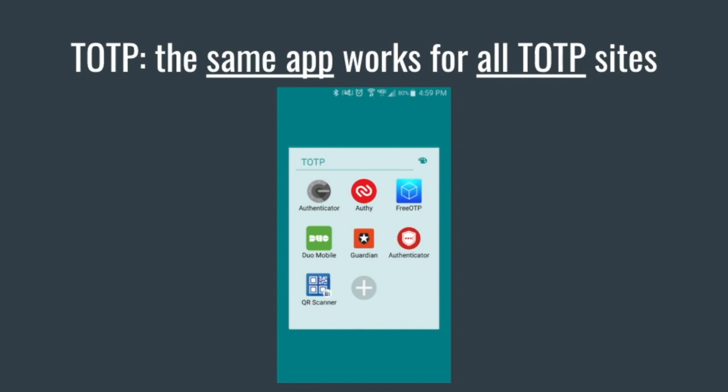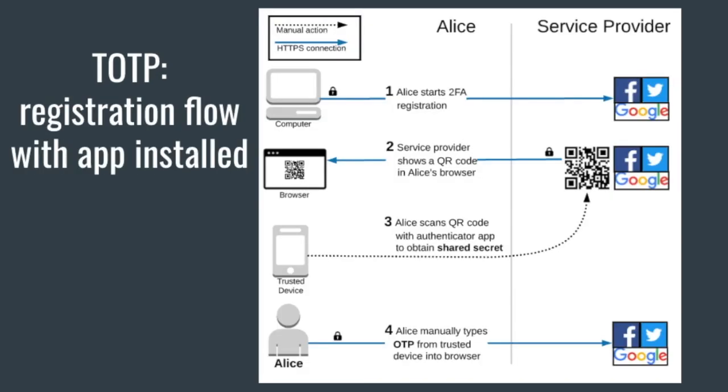This is a screenshot from my phone as well. You can see I have a bunch of different Authenticator apps. I like to check them out. I'm really deep into two-factor, but normal users only need to have one of these apps. Anything that implements TOTP is going to work for any service that implements TOTP. So the next time Alice comes across a service that supports TOTP, the setup process is slightly easier because she can use the app she already has on her trusted device.